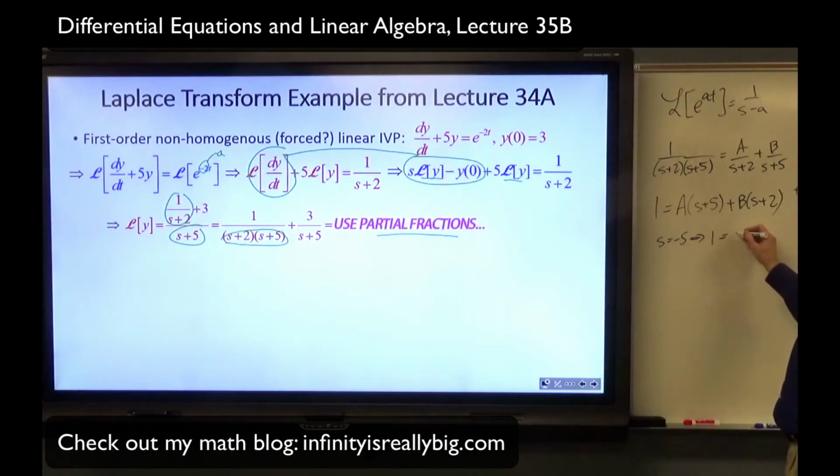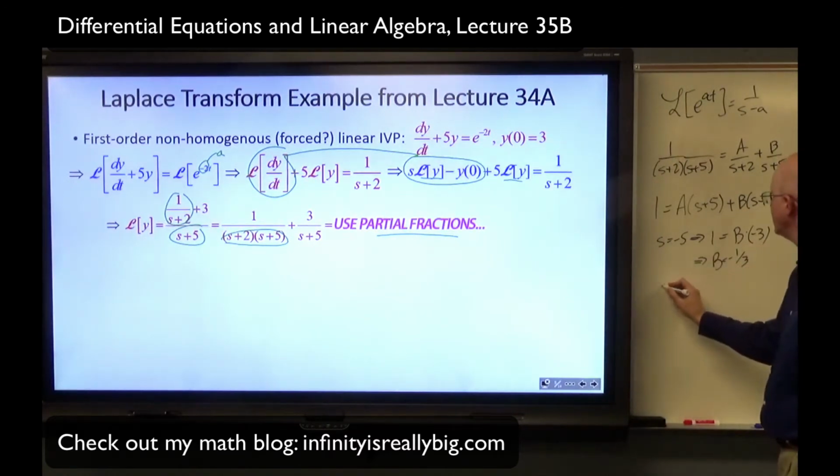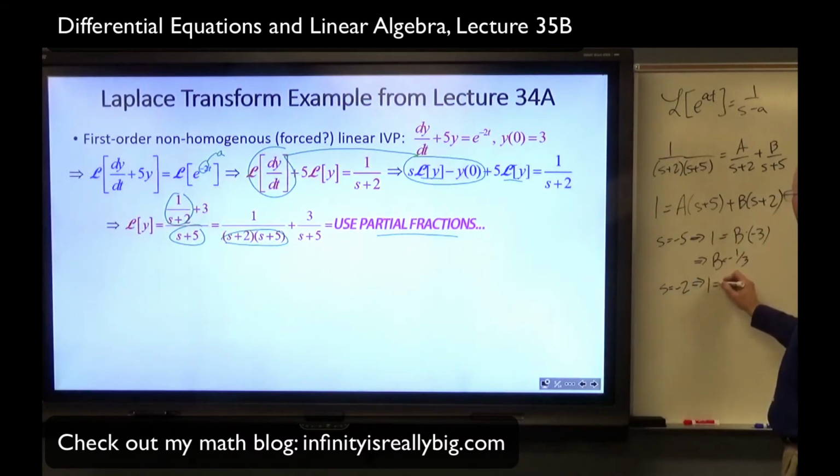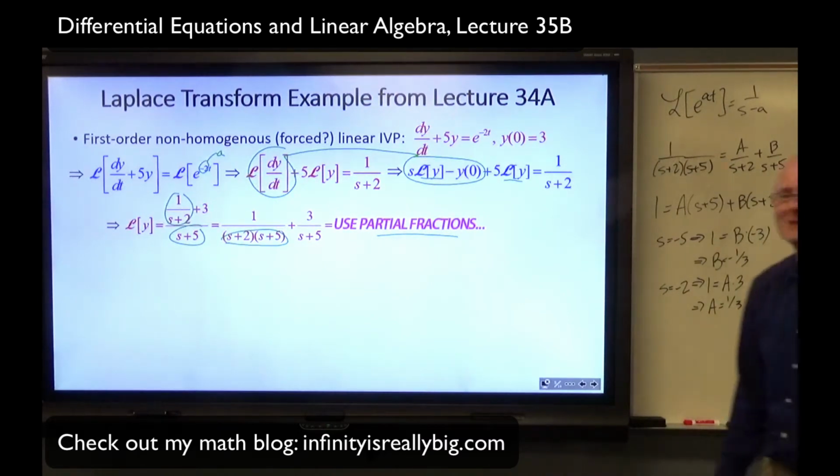You're left with 1 is b times -5 plus 2 is -3, so b must be -1/3. When you plug in s equals -2, this term goes away. You're left with 1 equals a times -2 plus 5 is 3. So a is +1/3. Is that really allowed? I mean, these fractions are not defined when s is -2 or -5. Well, it turns out it works, okay?